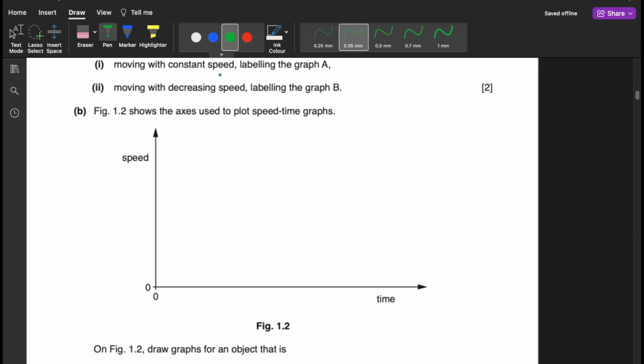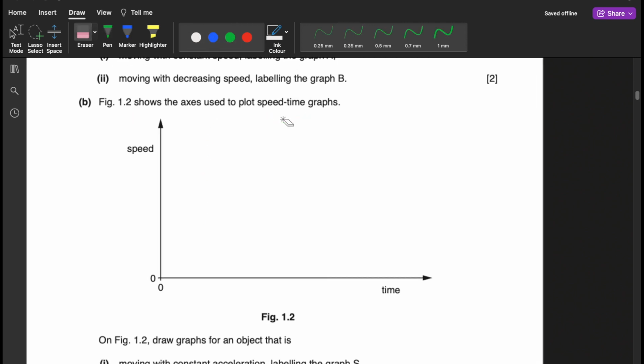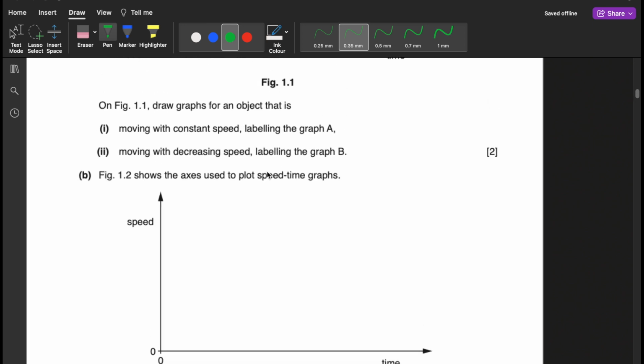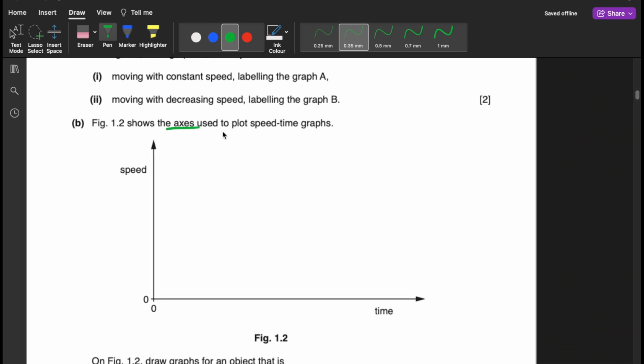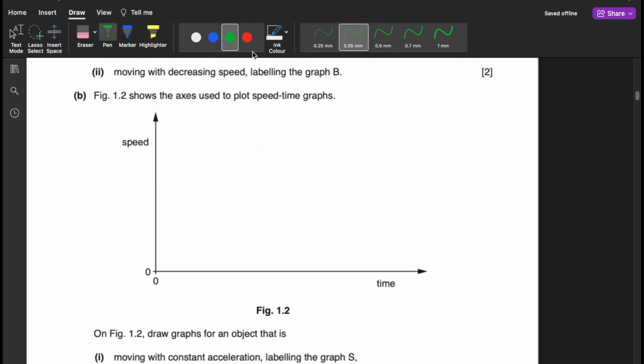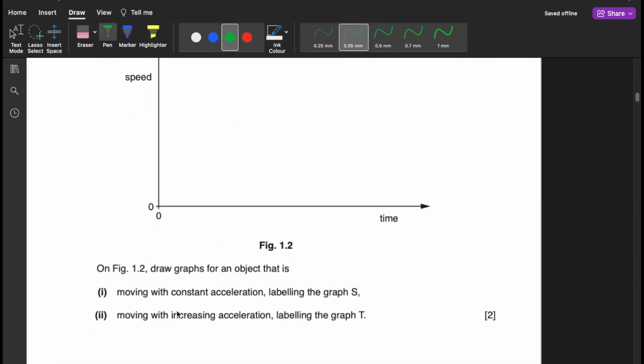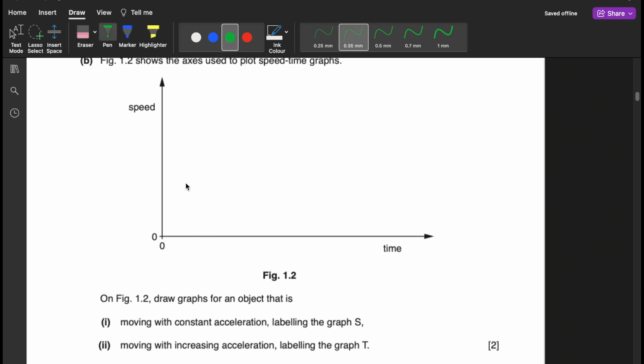The axes at 1.2 show the axes used to plot the speed-time graph. This is the speed-time graph of a body moving with constant acceleration. The question will come: what does this graph indicate? Rest? Again, forget that, it is speed. Speed is remaining the same. If it is 30 kilometers per hour, the car is moving at a constant 30 kilometers per hour. So constant speed.